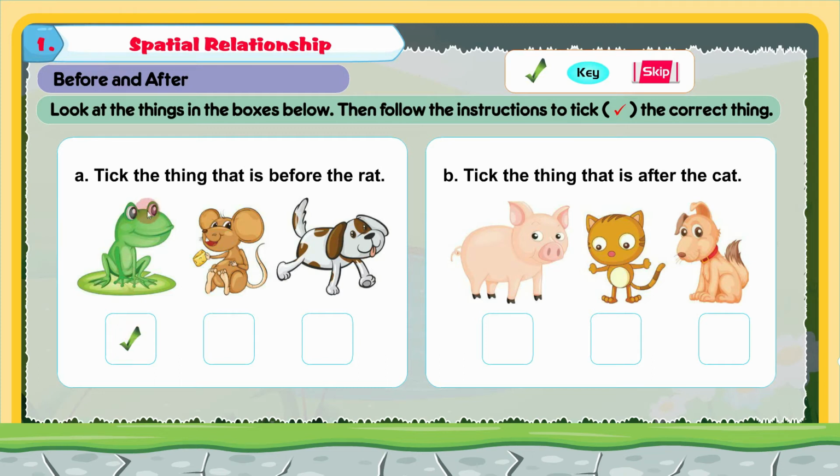Yes, we have frog before the rat, so we have ticked the box for frog. Next, B. Tick the thing that is after the cat. So this is a pig, this is a cat and this is a dog. The thing that is after the cat is the dog. Before the cat is a pig and after is a dog. We will tick the picture of the dog here.